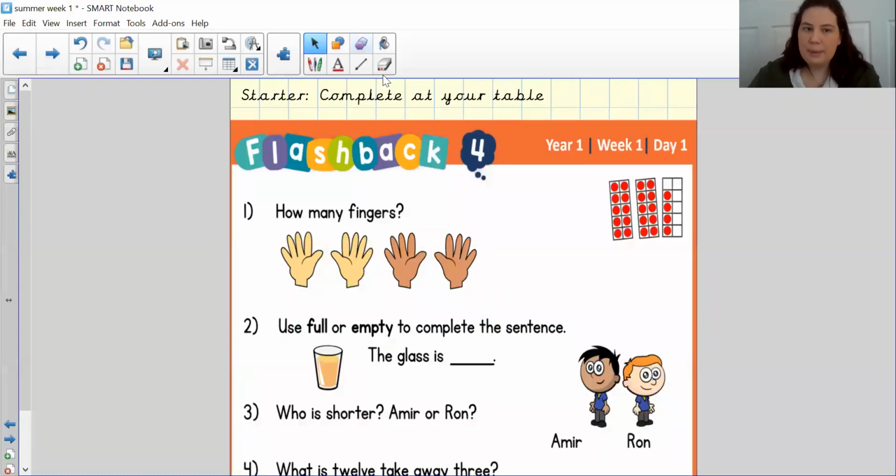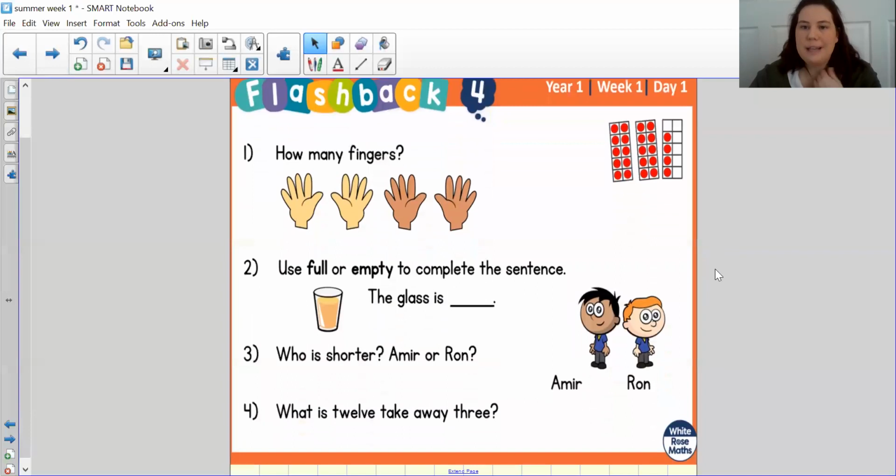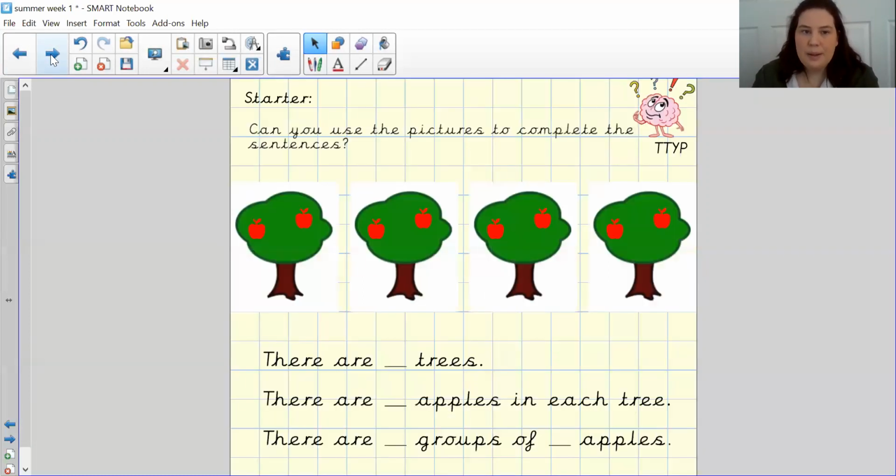So before we begin, we are going to go with a bit of a flashback of some activities that we have done previously. So I would like you to answer these 4 questions for me. Okay, so now would be a good opportunity for you to pause the video and continue with these activities. I'm going to move to the next slide. So let's have a look at our starter for today.